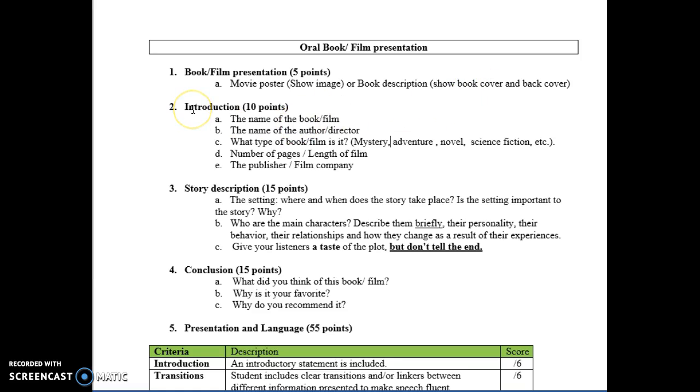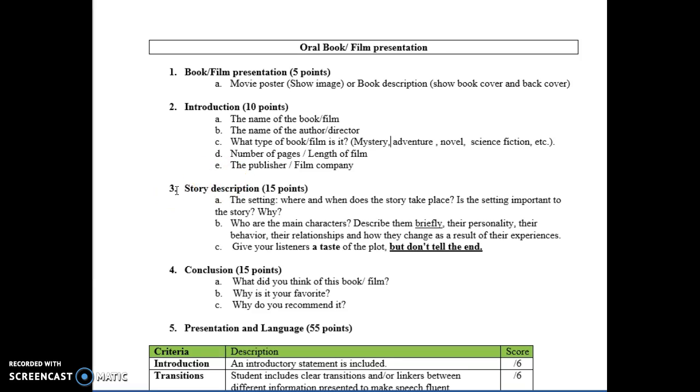The second thing is introduction. So you need to name the book or the film. You need to name the author or the director. You have to say what type of book or what type of film it is, meaning the genre, number of pages or length of the film, and publisher or film company. If you miss any of these, they take points off.